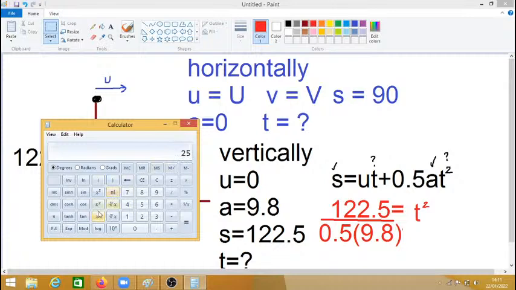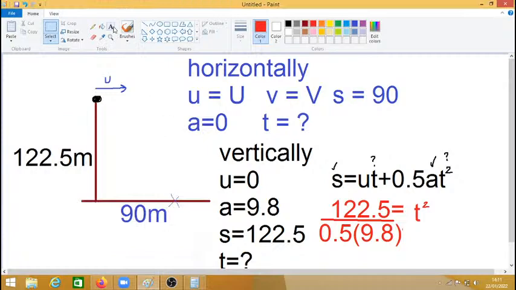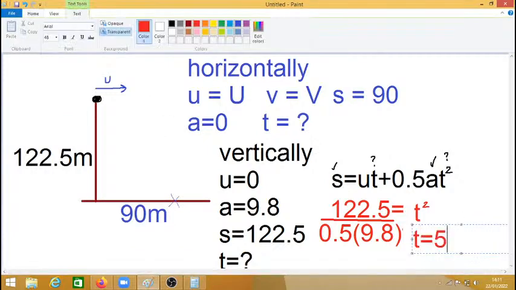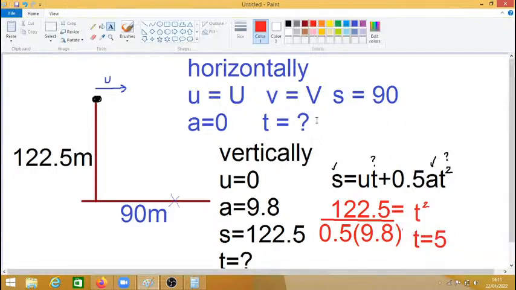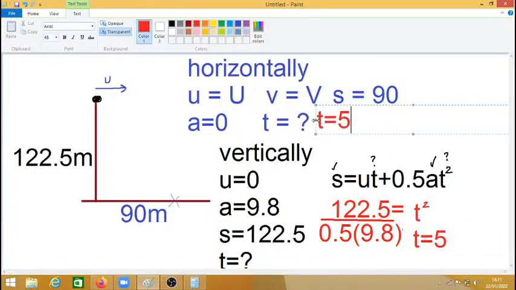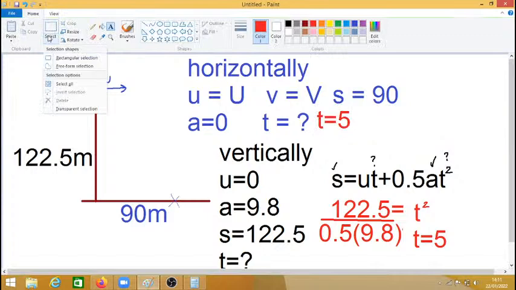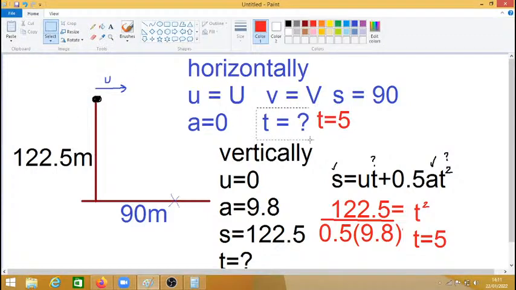Square root that, which you won't need a calculator to do, but let's do it anyway. So that gives me 5 for time, which is fantastic because time can be used up here. So I can now say the time is equal to 5 seconds. And now let's try to work out what the initial speed is using acceleration is 0, s, the distance is 90, and time is 5.